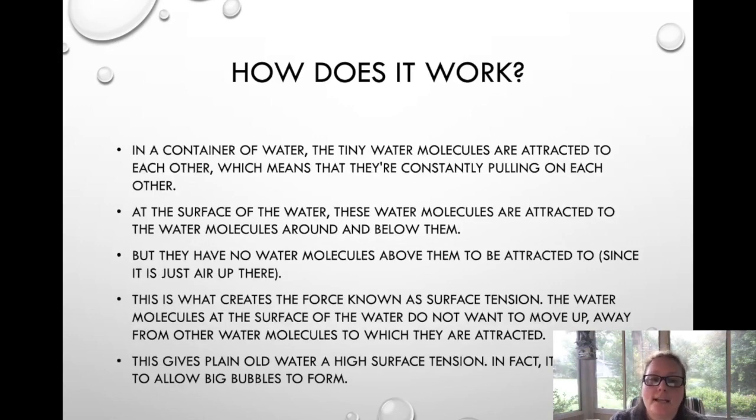So, in a container of water, we talked about this in class, the water molecules are attracted to each other. Remember those promiscuous hydrogens that I was talking about? They're like hooking up, catching up with everything. So they're constantly wanting to be with each other. They're always pulling and pulling and pulling, and that's what's happening. The water molecules at the surface are attracted to the water molecules that are all around them and below. There are no water molecules above to be attracted to since it's air. So it's here and down here. That's what causes the surface tension.